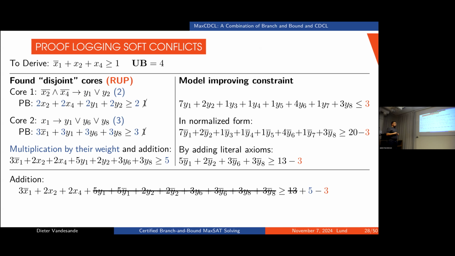And then I only have this. So this part is greater than or equal to 2. So let me divide by a very large number, by 100, and round up. Well, indeed, then I have my conflicting clause.